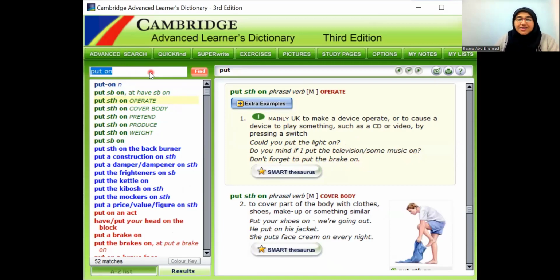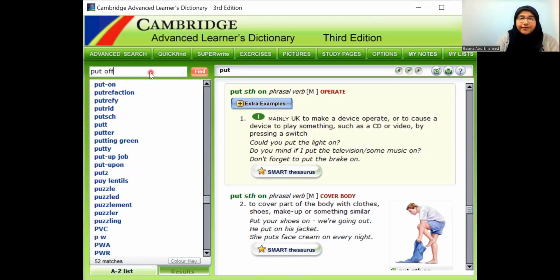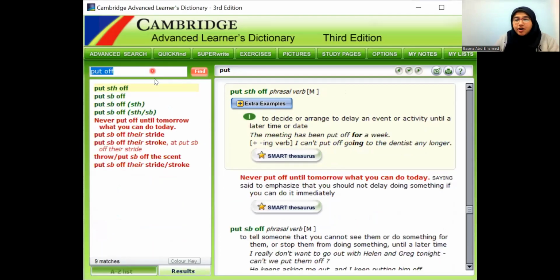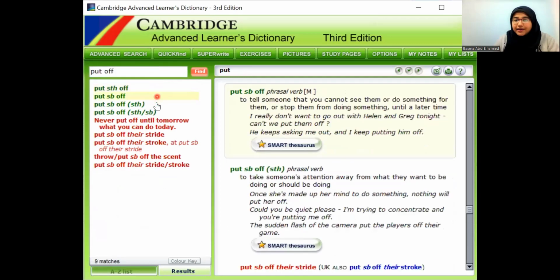Okay, now let's go to another one, which is, let me remember, let me cheat from my notes. Okay, so the disgusting smell of the cheese put me off eating it. So we can try put off. So put off, in here we can have which meaning?